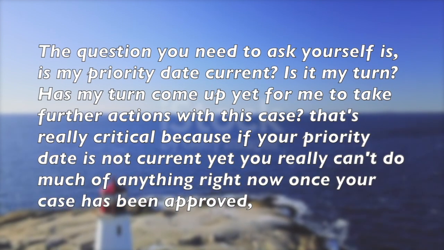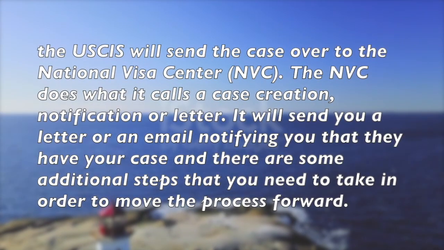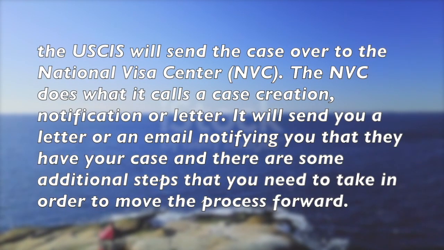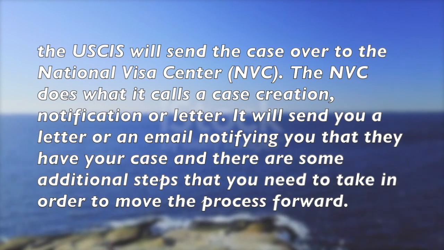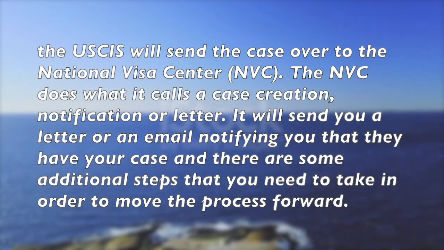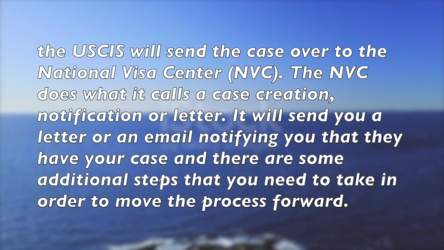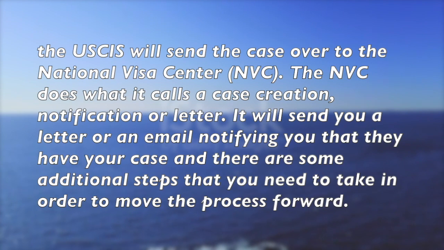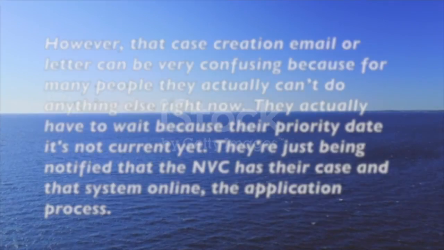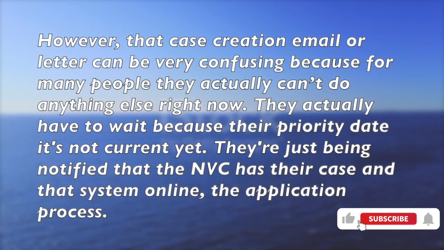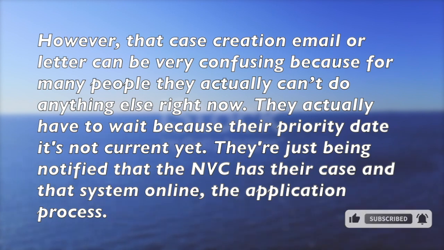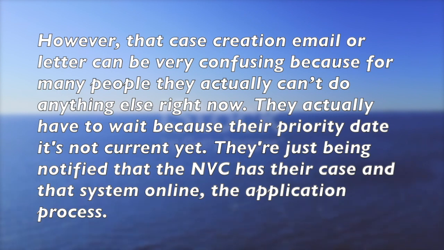That's really critical, because if your priority date is not current yet, you really can't do much of anything right now. Once your case has been approved, the USCIS will send the case over to the National Visa Center, NVC. The NVC does what it calls a case creation notification, or letter. It will send you a letter or an email notifying you that they have your case and there are some additional steps that you need to take in order to move the process forward. However, that case creation email or letter can be very confusing, because for many people, they actually can't do anything else right now. They actually have to wait because their priority date is not current yet.